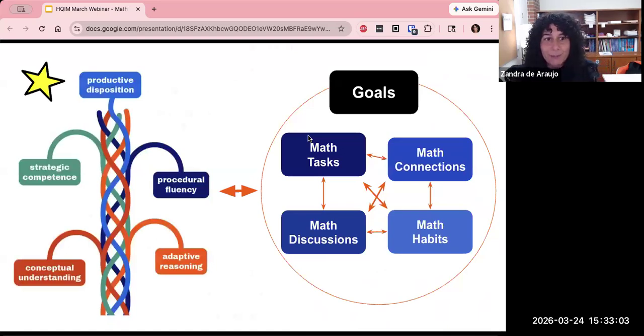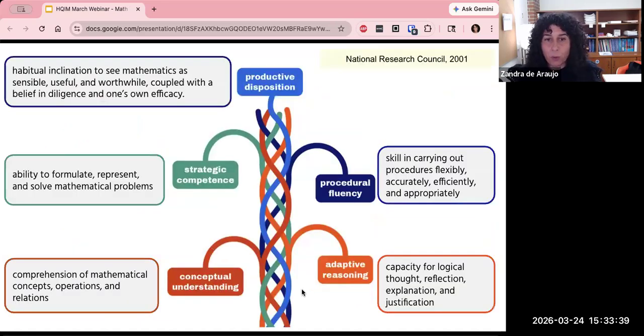So the first webinar was on the left-hand side of the screen here, which is mathematical proficiency. We talked about what mathematical proficiency is, and about it being a rope from the National Research Council's lovely 2001 report, Adding It Up. Math is more than just procedures. It's also conceptual understanding, strategic competence, productive disposition, liking mathematics, and adaptive reasoning, being able to see math as useful and applicable to the real world, things like that. So we talked a lot about that in that first webinar.